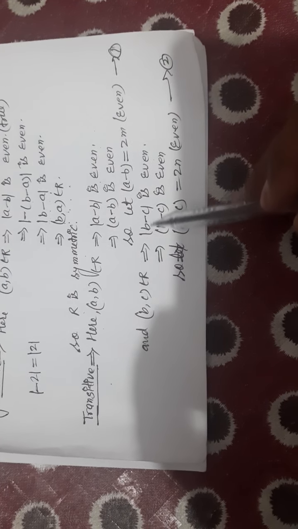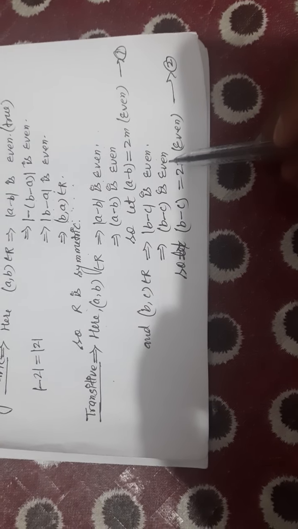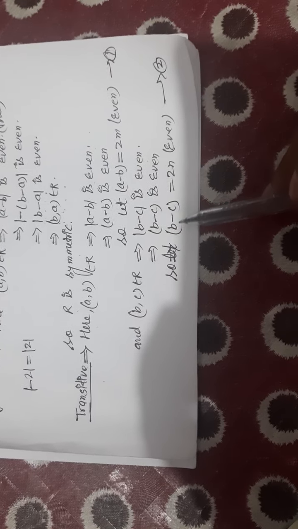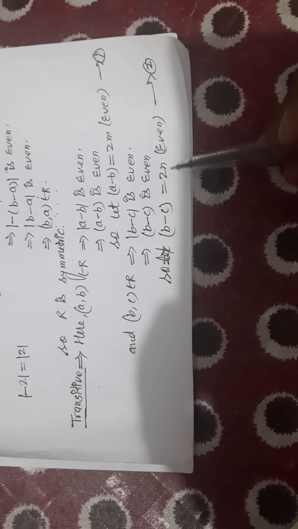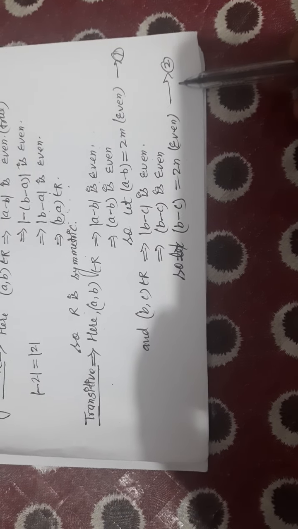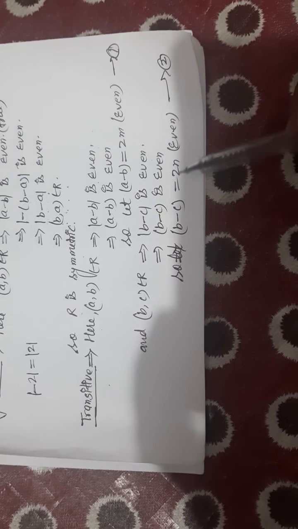When b minus c with modulus is even, then b minus c without modulus will also be even. And b minus c is even, so we can write, let b minus c equal to 2n, because it is even. This is condition 2. Now we will add equation 1 and equation 2.